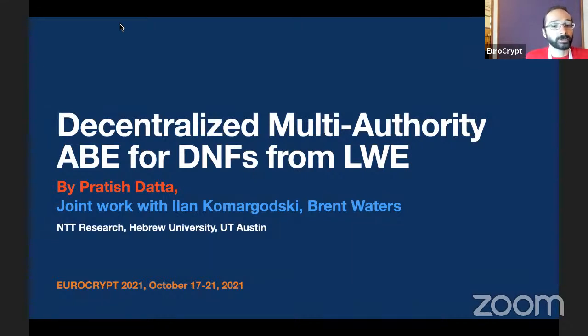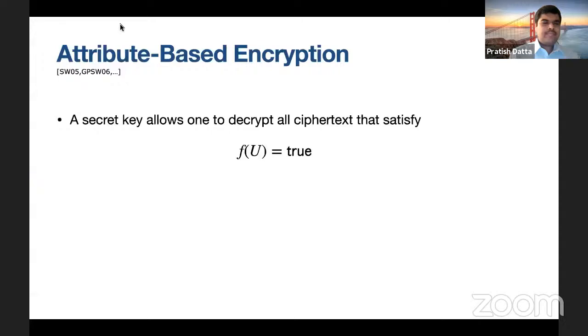So the next talk is going to be on decentralized multi-authority ABE for DNFs from LWE. It's a lot of acronyms. By Pradesh Datta, Ilan Komargodsky, and Brent Waters, and Pradesh is going to present the talk. The floor is yours, Pradesh. So thank you, Luca, for the nice introduction. So hi, everyone. I am Pradesh Datta, and I will be presenting the paper Decentralized Multi-Authority ABE for DNFs from LWE, which is my joint work with Ilan Komargodsky and Brent Waters.